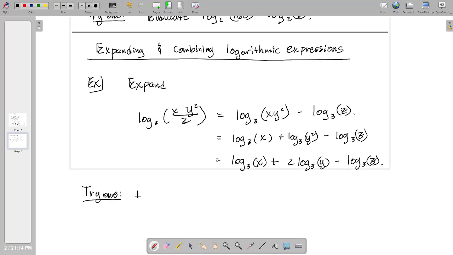Try one now. Expand log base 2 of a squared times the square root of b divided by c times d cubed. Now be careful here. C and d cubed are in the denominator, which means we're dividing by both of these things. So be careful. There's a common mistake that happens with students here where you add the d cubed for some reason. You're going to end up subtracting this logarithm.